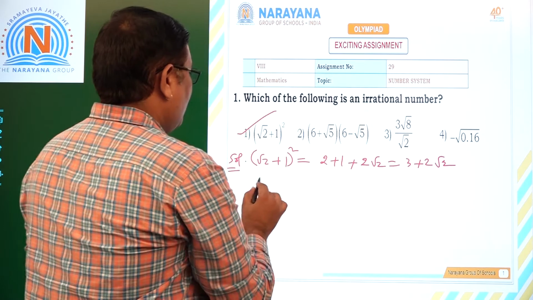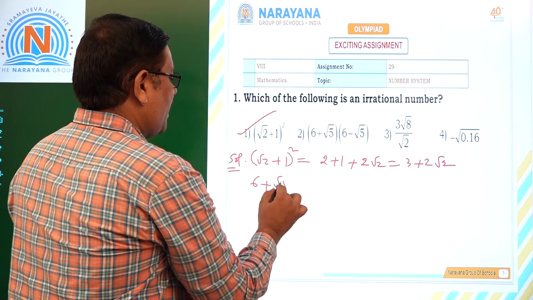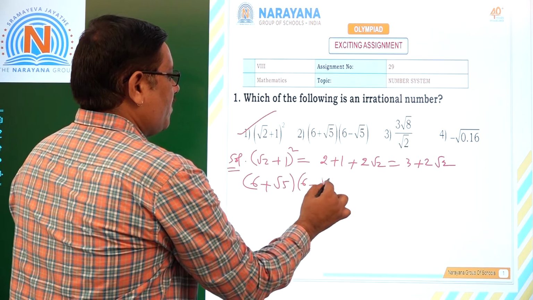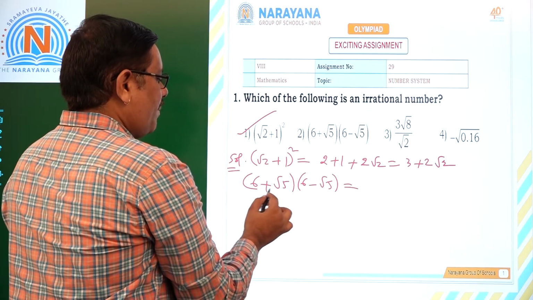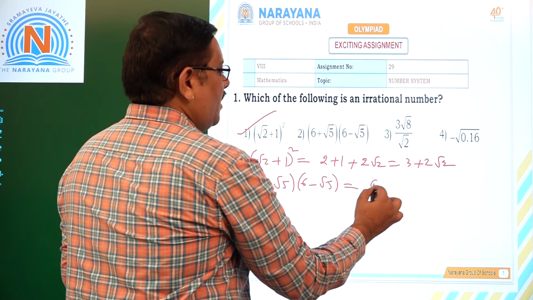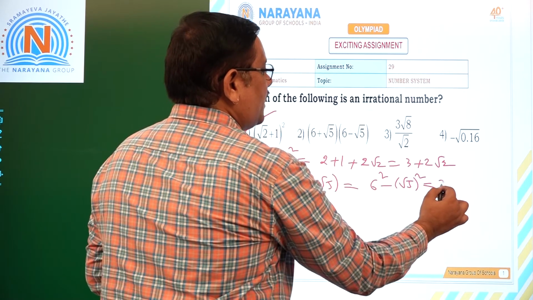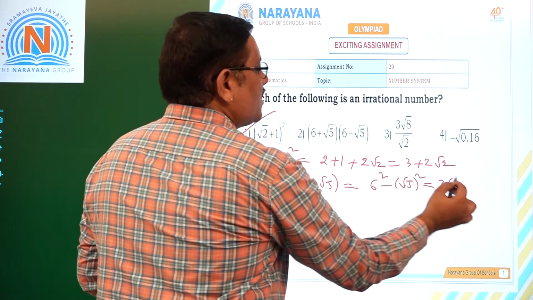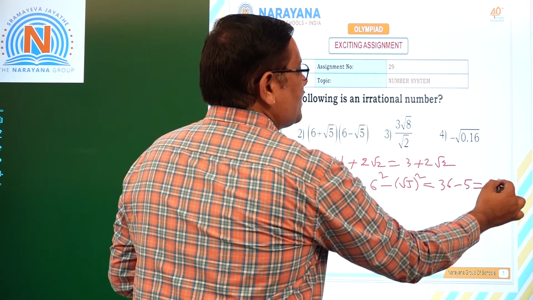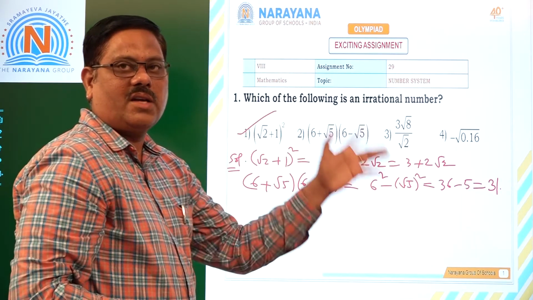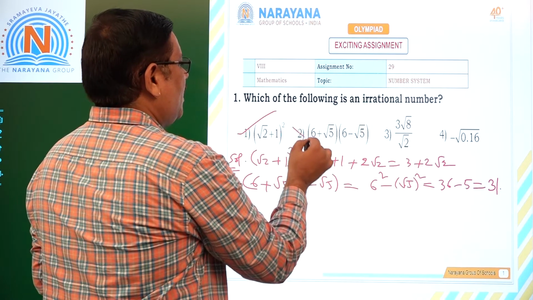Let us see the second one. What is that? 6 plus root 5 times 6 minus root 5. It is in the form of (a plus b) into (a minus b). What do you get? a square minus b square. That is 6 square is 36 minus root 5 whole square is nothing but 5. That is 31. 31 is a rational number. So this is not irrational.